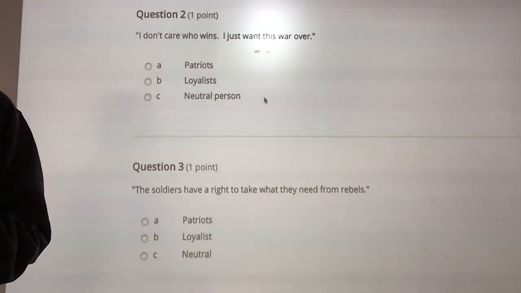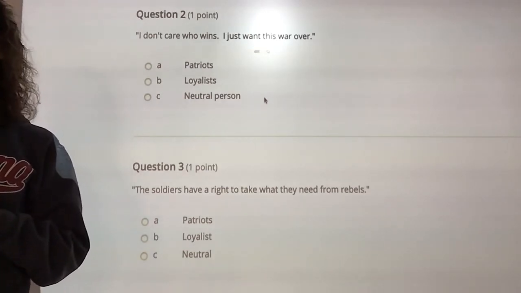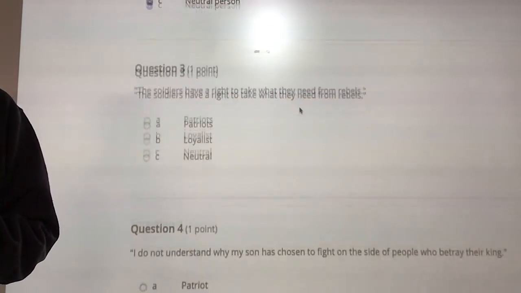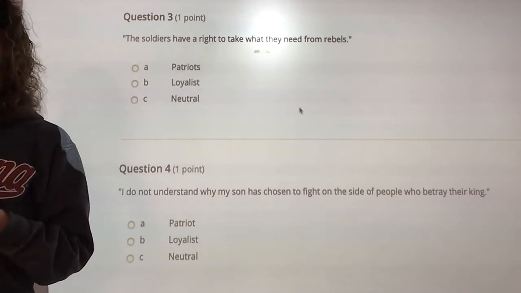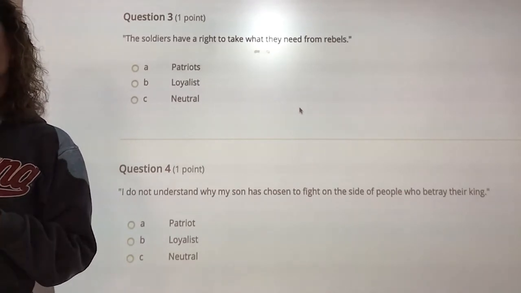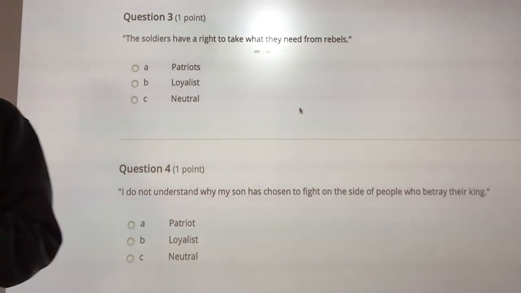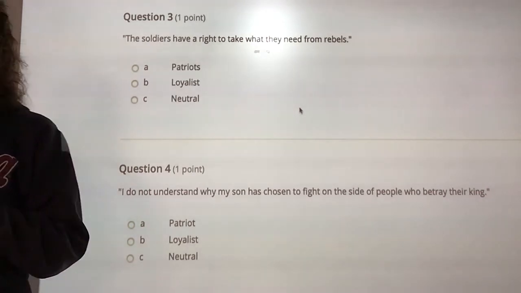All right, question 2 says, I don't care who wins. I just want this war over. Claire? A neutral person would say that, right? I feel like it's a little too obvious that it's neutral. Right. It's the only one that's... The soldiers have a right to take what they need from rebels. Who would say that?